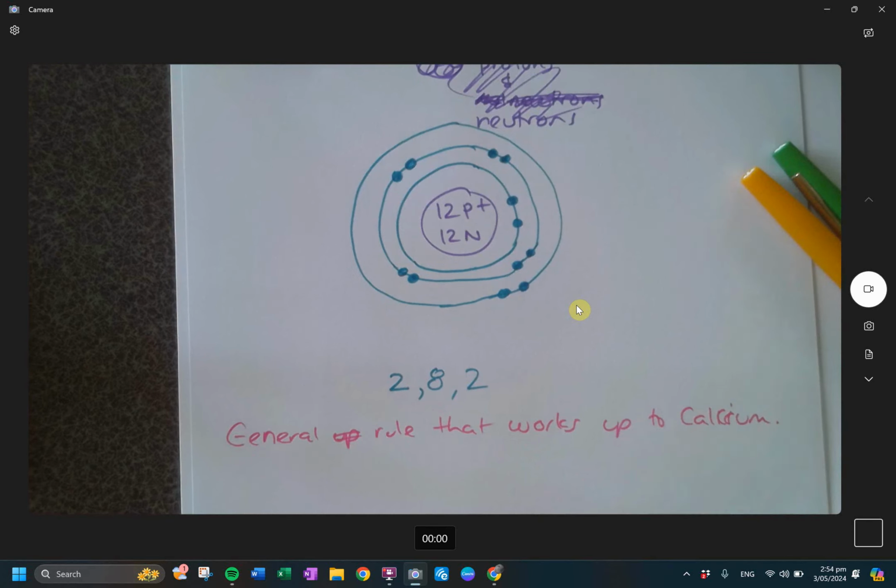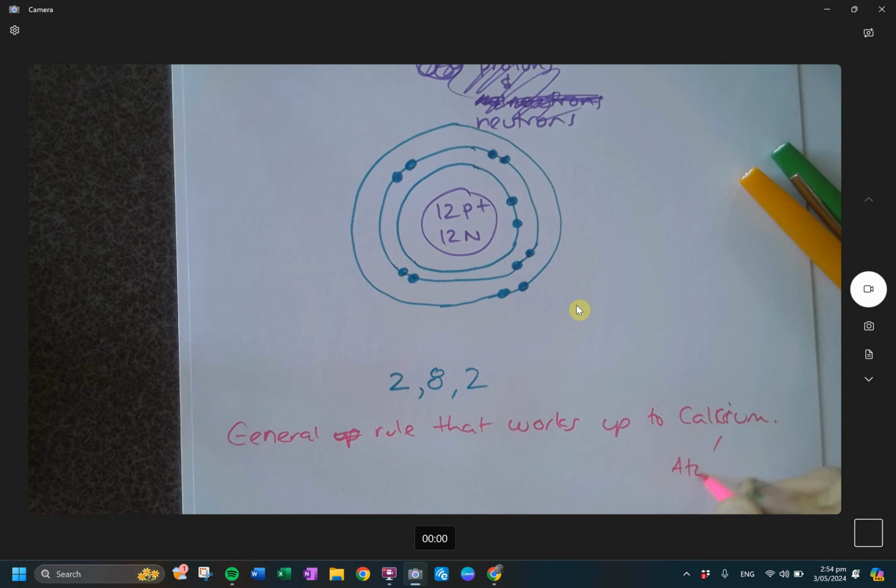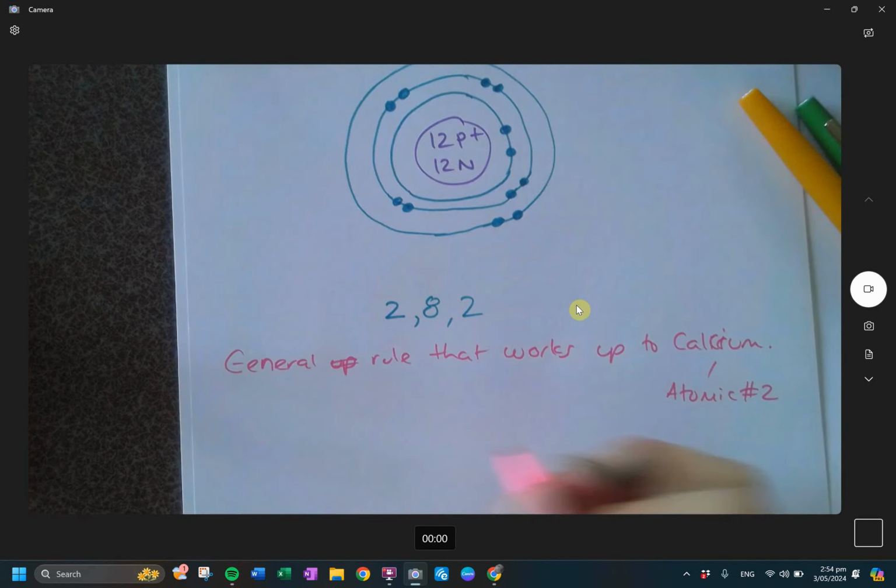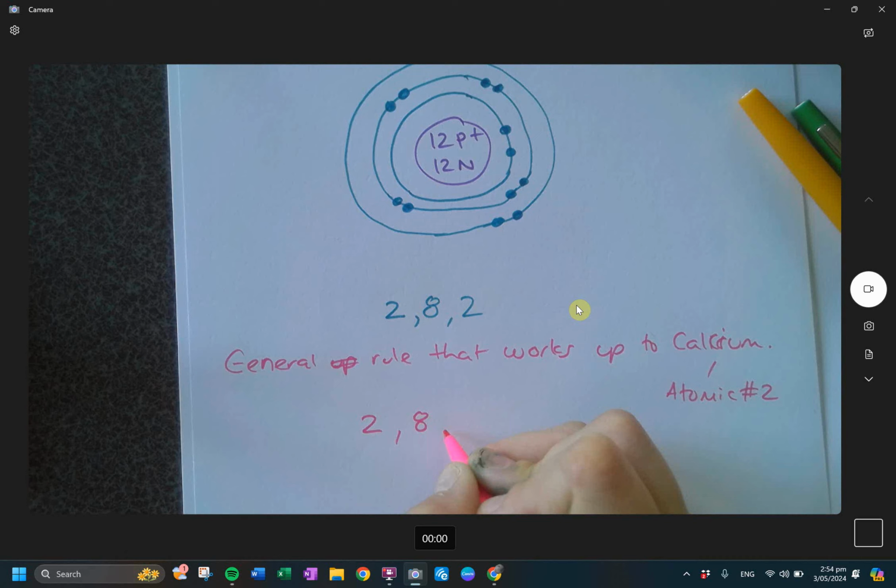I'm having a lot of trouble spelling today, which is atomic number 20, calcium. In the first shell you can have 2. In the second shell you can have 2. How many can you have in the third shell? Do you remember? 8 as well.